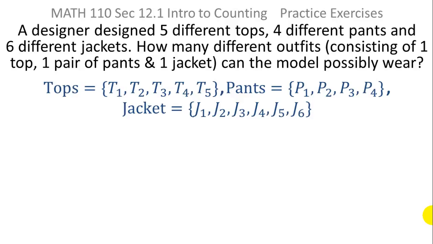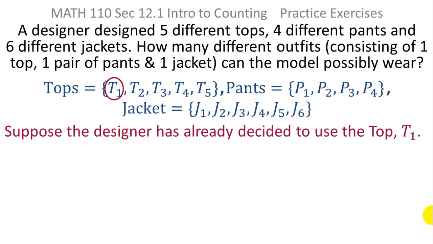If we were going to do this, I might call the tops T sub 1 through T sub 5, since there are 5 of them. The pants could be P sub 1 through P sub 4, since there are 4 of those. And the jacket could be J sub 1 through J sub 6, because there are 6 of those. And then you could just do a tree diagram. It's going to be pretty large, and it should motivate us to try to do it differently. But I want to at least throw that out there first.